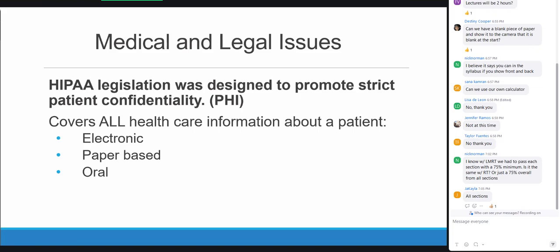So while coming up with this method of making your information portable for easily moving between providers, they uncovered the privacy issue, and so it got hammered down, and it covers all healthcare information about the patient, whether it's electronic, paper-based, or even spoken.